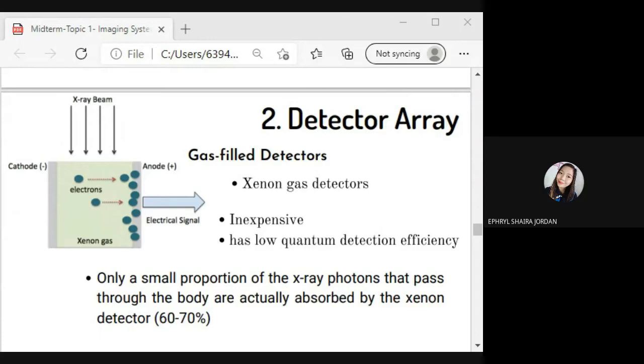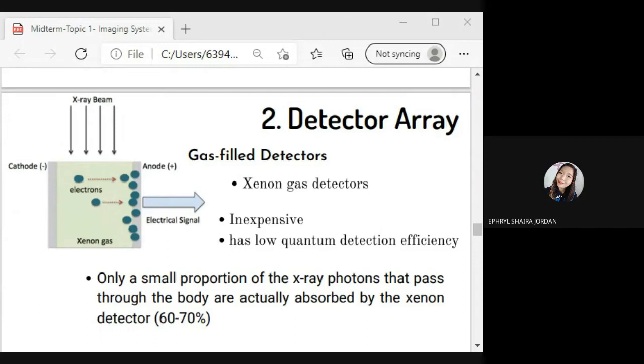So imagine a multi-slice spiral CT system. These systems have multiple detectors in an array. It could number up to 10,000. Previously, gas-filled detectors were used, and now all are scintillation solid-state detectors. So let's get to know the first detector used in CT.